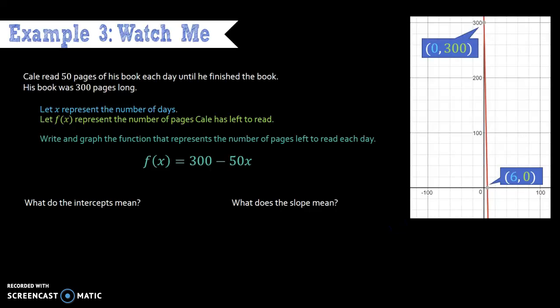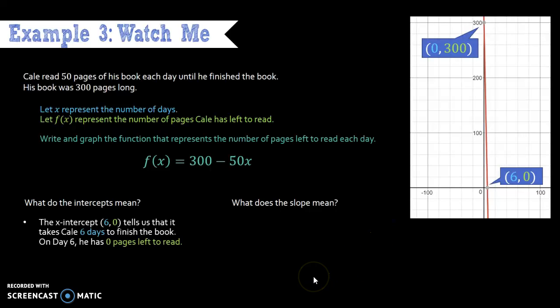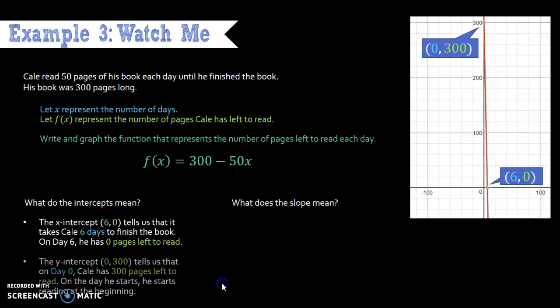I've got my intercepts (0, 300) and (6, 0). The x-intercept (6, 0) just tells us that the number of days is 6 and the number of pages left is 0. So on day 6, Kale has 0 pages left to read. The y-intercept (0, 300) tells us that on day number 0, or at the very beginning, Kale has 300 pages left to read. So on the day he starts reading, at the beginning of the book.